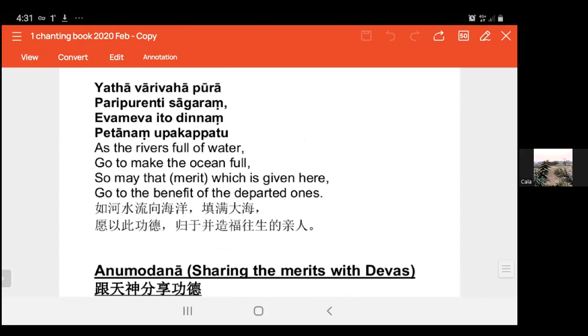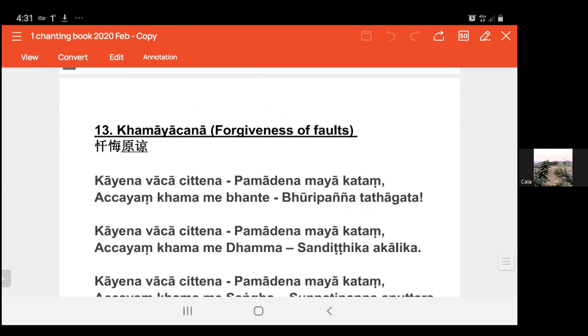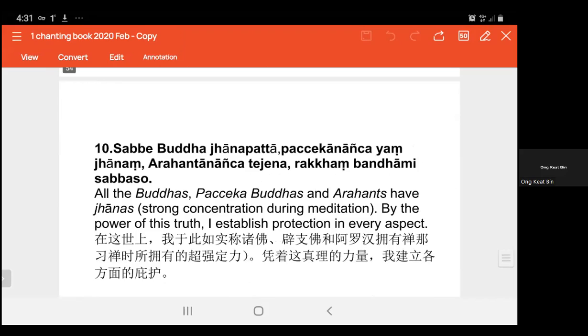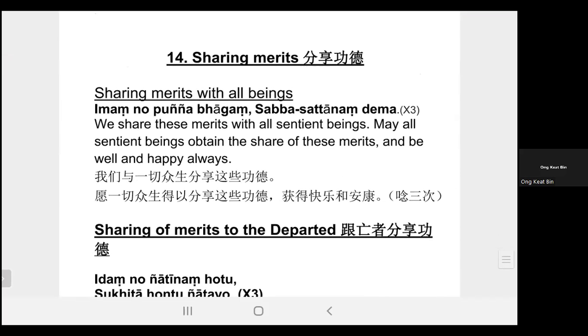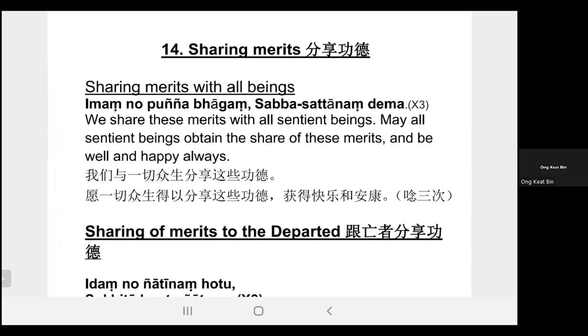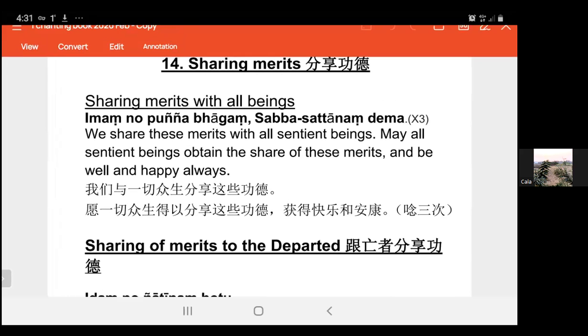Okay. So we'll go for the chanting. Can you see the chanting now? Can I? Yes. Yes. Okay. Let's go for the chanting. Okay. Put hands together.